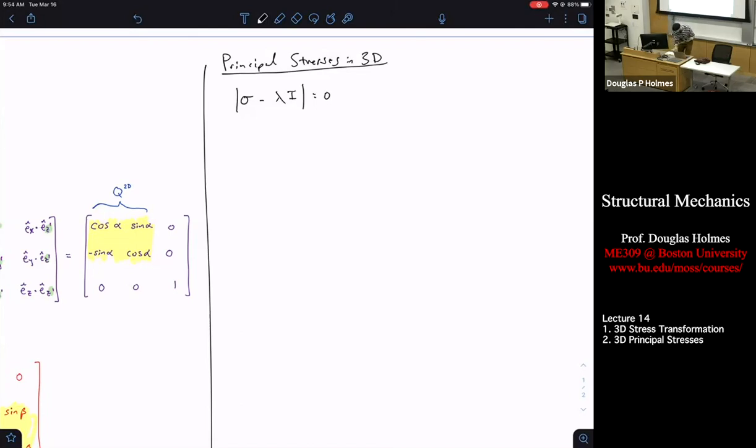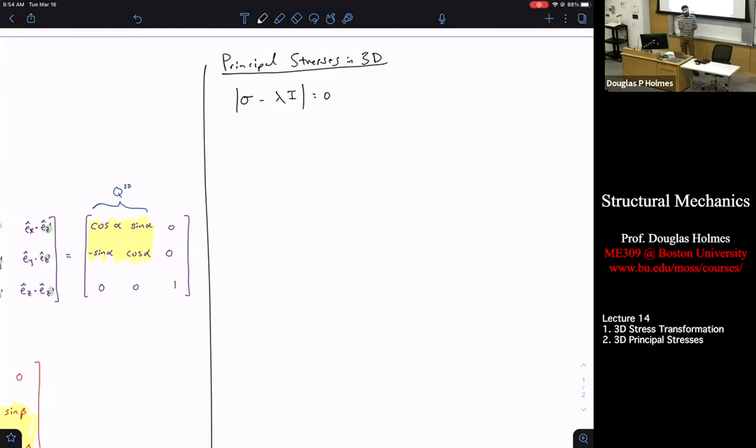It's just brain dump all day today. There it is. It's lambda squared minus the first invariant times lambda plus the second invariant equals zero. The reason I bring that up is because the determinant in 2D is easy to do, but the result is a characteristic equation that's a second order polynomial, which means you can solve it with the quadratic equation.